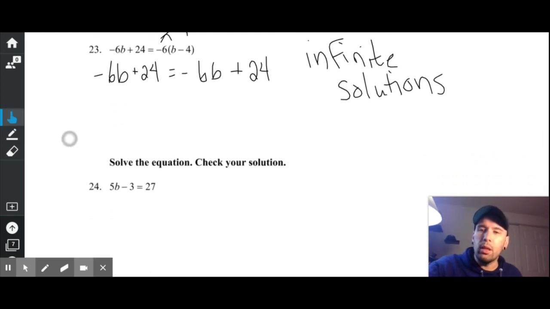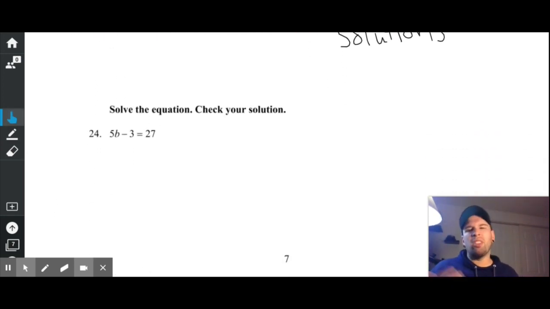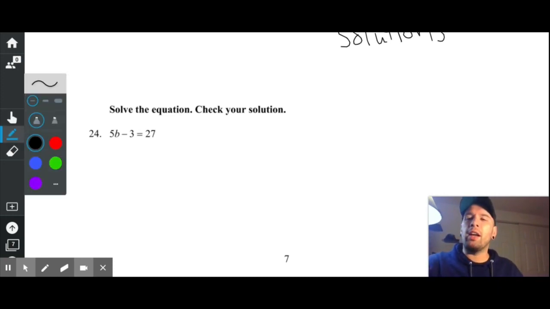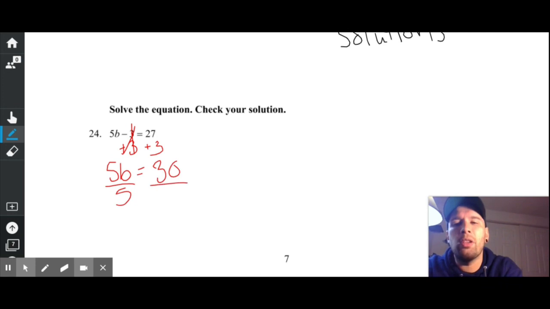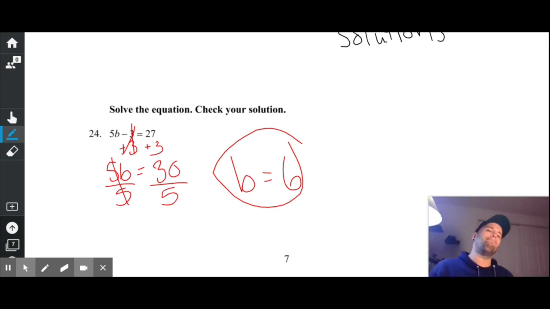All right. Last problem on this page. Nothing fancy is going to happen here. I just have a b on the left, a 5 attached to it, and a plus 3. Let's get rid of that plus 3. Cross you out. I have 5b equals 27 plus 3, which I think is 30. Divide both sides by 5. And b is going to equal 6.